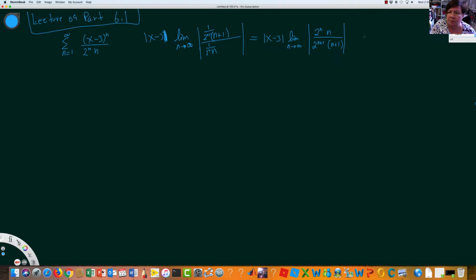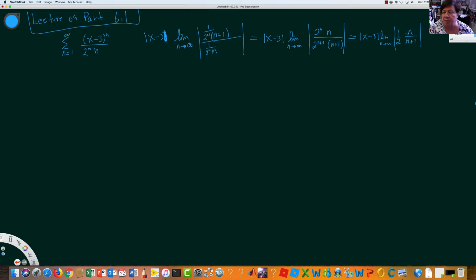Okay, and one more simplification, I think. So we have the absolute value of x minus 3, and then the limit as n goes to infinity, and then this 2 to the n cancels this 2 to the n. I just get a 1 over 2 on the bottom there. Of course, I could bring it out, but I'm just going to leave it there for a second. Then I have n over n plus 1.